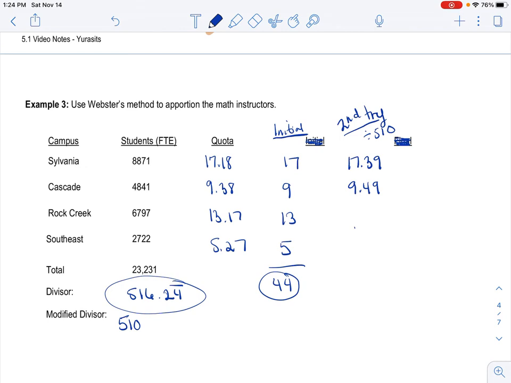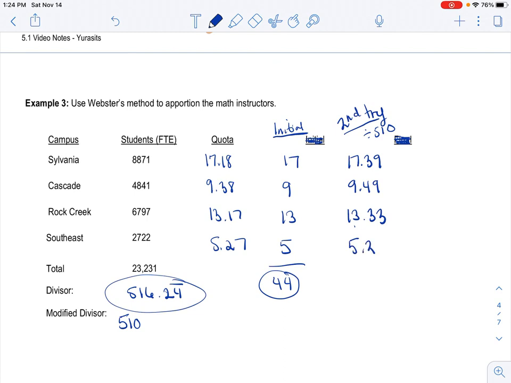Now I'm going to do 6797, divide that by 510, 13.33. 2722, divide that by 510, 5.33. So I know this modified divisor actually worked because if I follow the rules of rounding, this would go to 17. This becomes 9.5, so that would go to 10. This would be rounded to 13, and this would be rounded to 5.